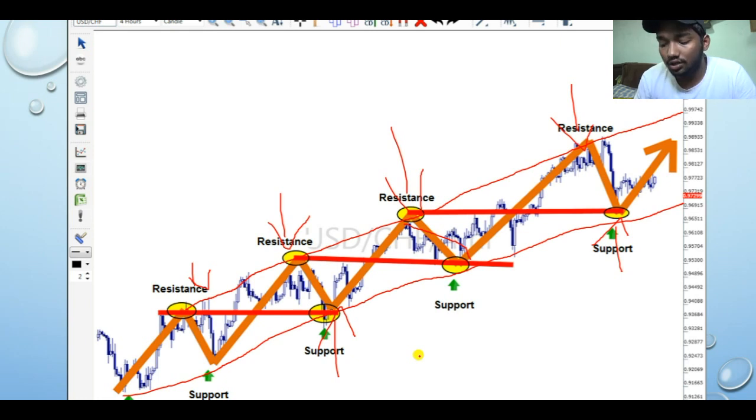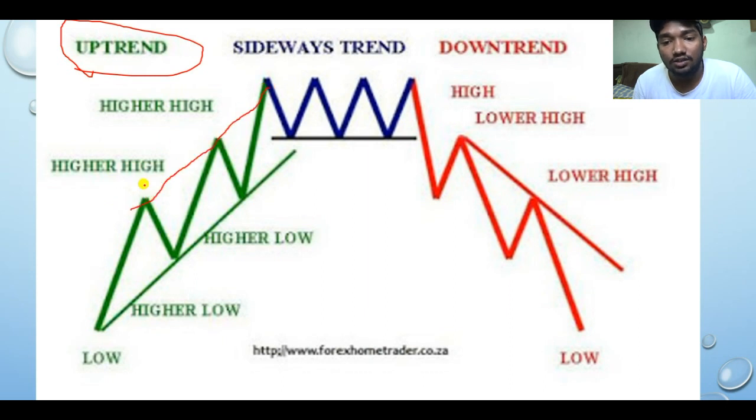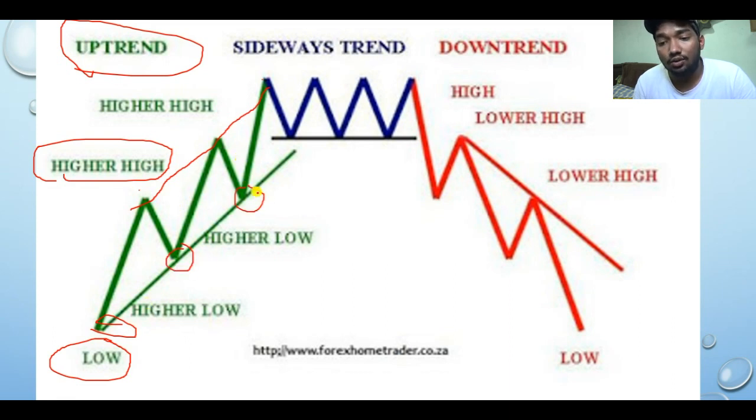So let's see some examples. When we see the uptrend, what do we call this? This is a resistance, and we can call it higher high, higher high, higher high, higher high. And this one is going up, right? This trend is going upwards, so we will call it higher low, higher low, and higher low, this part. So this is higher high.